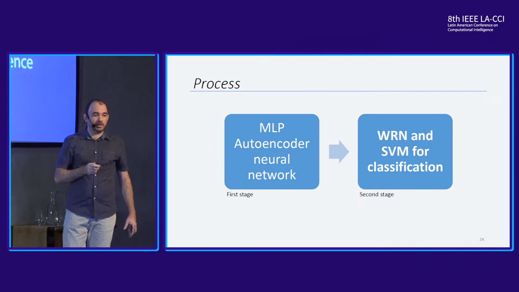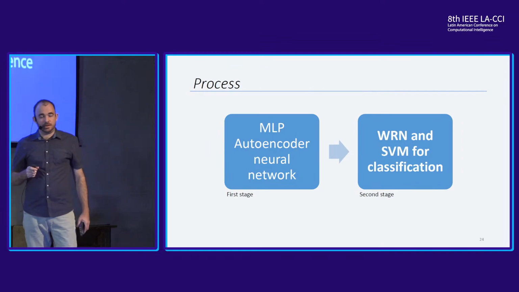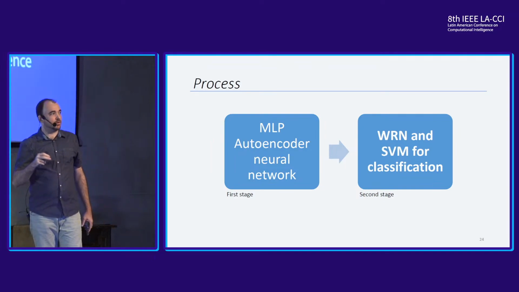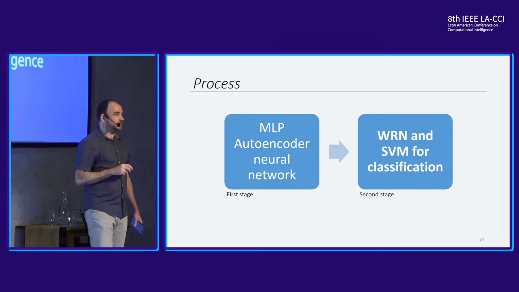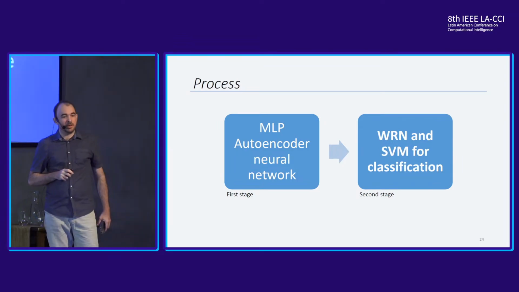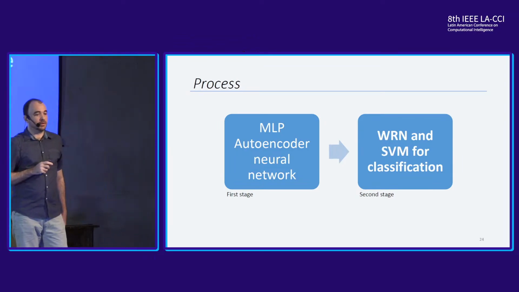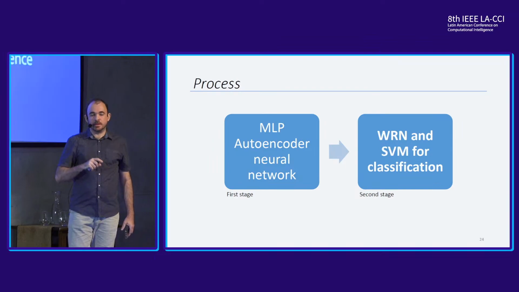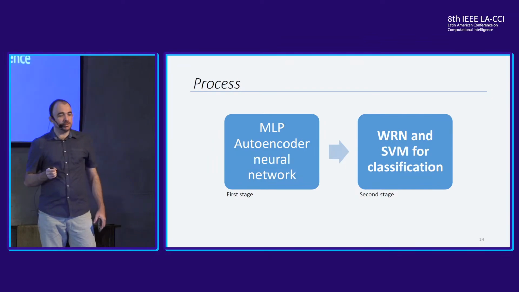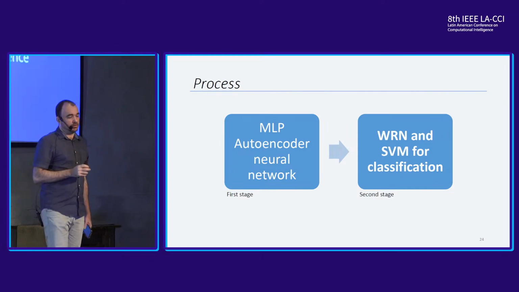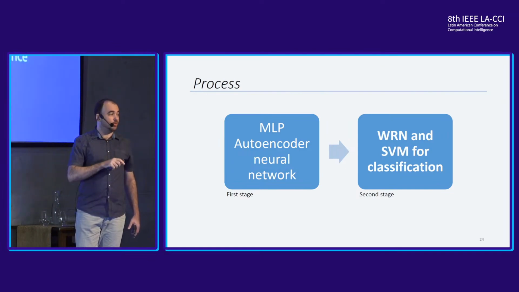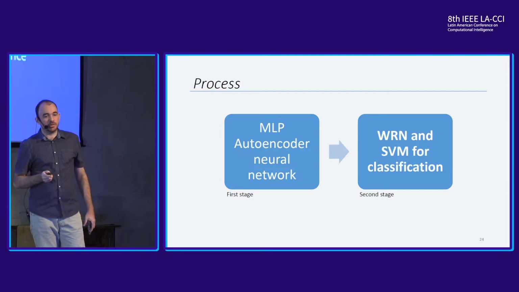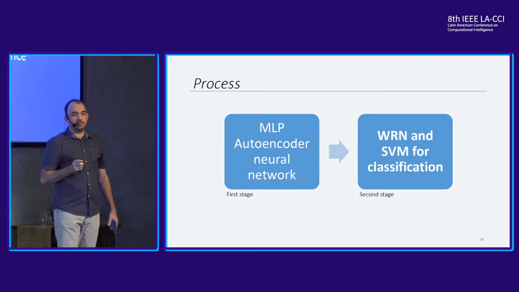Okay, now the process. As I said, our intent is to evaluate the performance of the GLN in an autoencoder. For this, we divide the process into two stages. The first stage is training an MLP autoencoder neural network. We use 50,000 images for that. The second stage uses 10,000 images, compressed by the autoencoder, and uses a WRN, wide residual network, and an SVM, support vector machine, for classification.